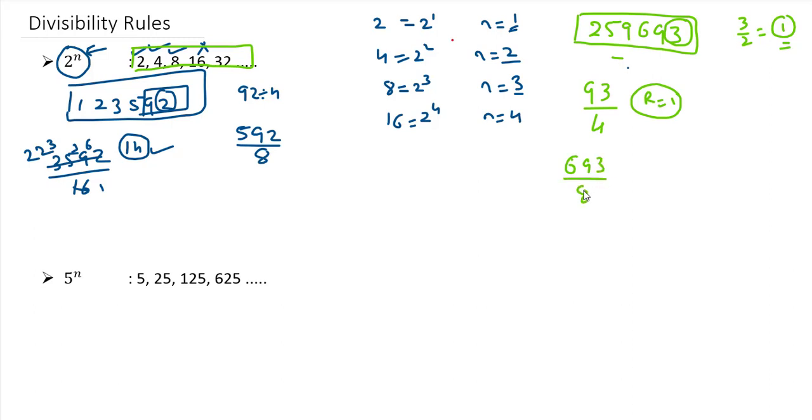When we divide this by 8, 8 ones are 8, 8 sixes are 48, we have a 5 carry, 8 sixes are 48. So the remainder in this case will be 5. So the remainder of this entire number when it is divided by 8 will be equal to 5. In the same way, you can check for 16 by considering the last 4 digits. In case of 32, by considering the last 5 digits, and so on.